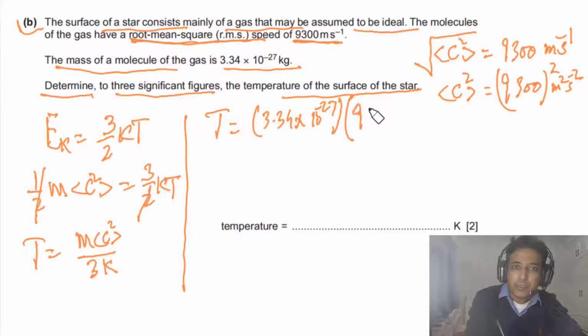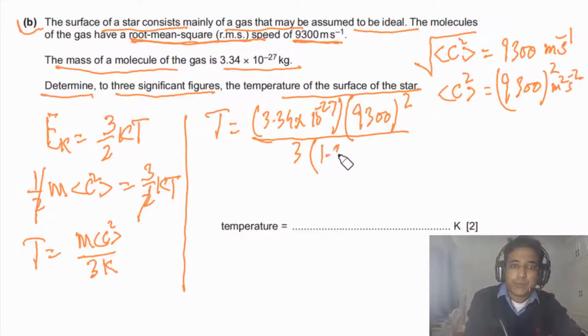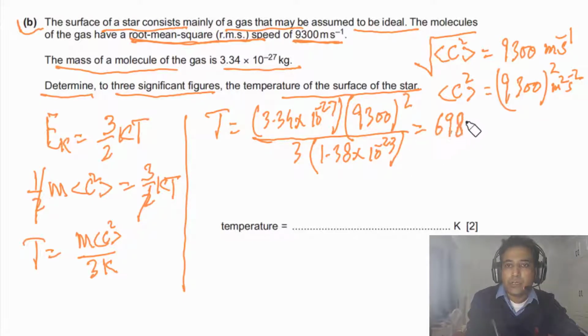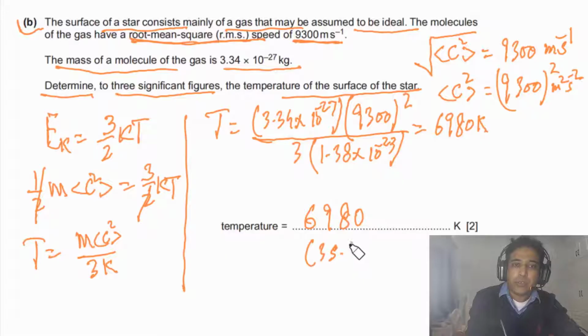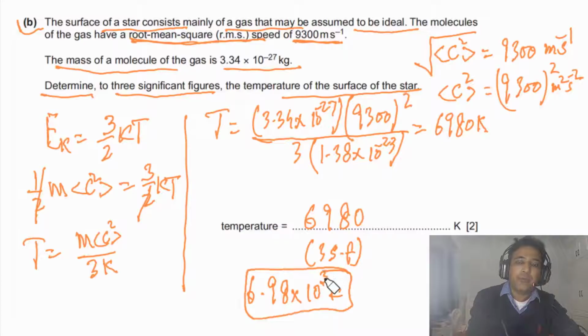Now simply we can plug in here. This is the square divided by 3 times the Boltzmann constant, that is 1.38 times 10 to the minus 23, and if we solve this one, we will get 6,980 Kelvin. So this is up to 3 SF. You can also write this as 6.98 times 10 to the 3 Kelvin, which is up to 3 SF.